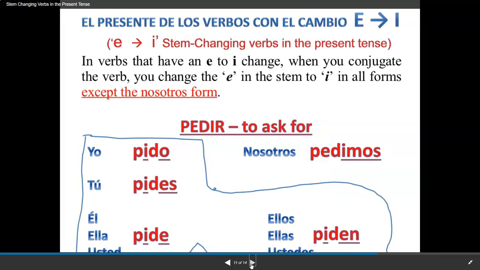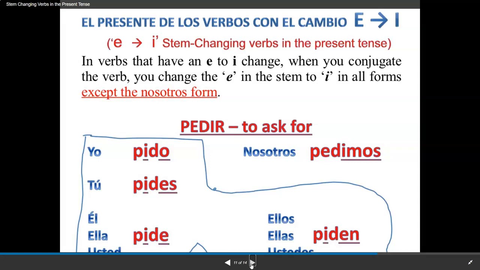Now we're going to look at the verbos that cambio from E to I. E to I stem changing verbs in the present tense. In verbs that have an E to I change, when you conjugate the verb, you change the E in the stem to I in all forms, except nosotros. So once again, we still have the boot where I'm going to change all of my verbs except the ones that are in nosotros form.